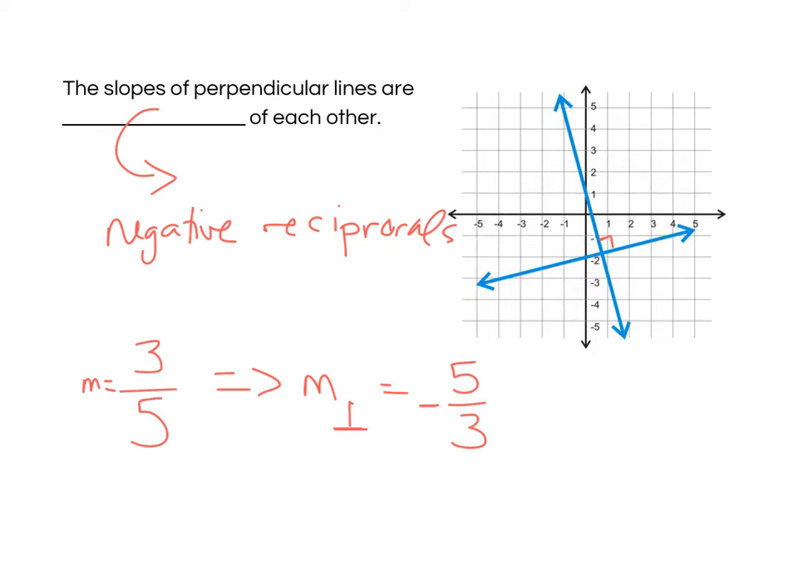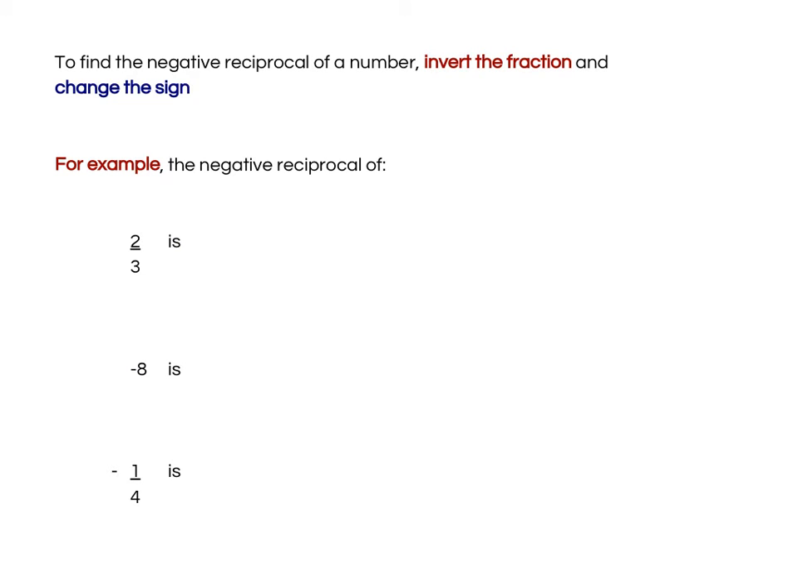Let's do some practice. So as a reminder, to find the negative reciprocal of a number, you're going to invert the fraction and then change the sign to the opposite sign. So pause the video and try out these examples to see if you know how to get the negative reciprocal value for the given slope value.